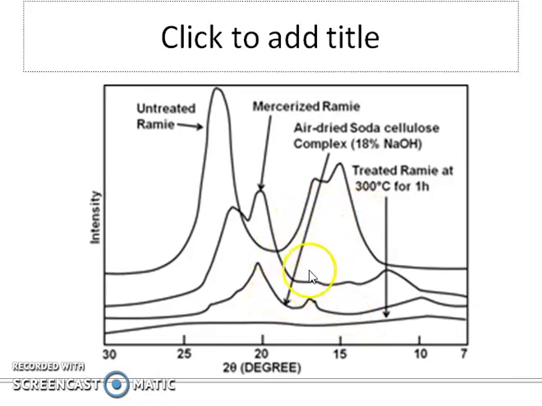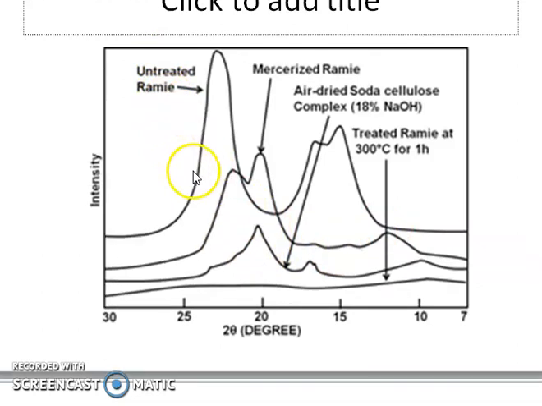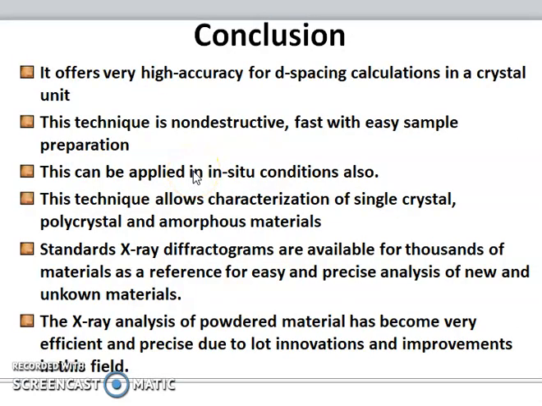If you compare the air dried soda cellulose complex with 18% NaOH, this again indicates that 18% caustic soda is reducing the crystallinity percent of the fiber. It means the caustic soda is disturbing the morphology of rami fiber, because the crystallinity percentage is approximately half of the untreated rami. So this is the conclusion.